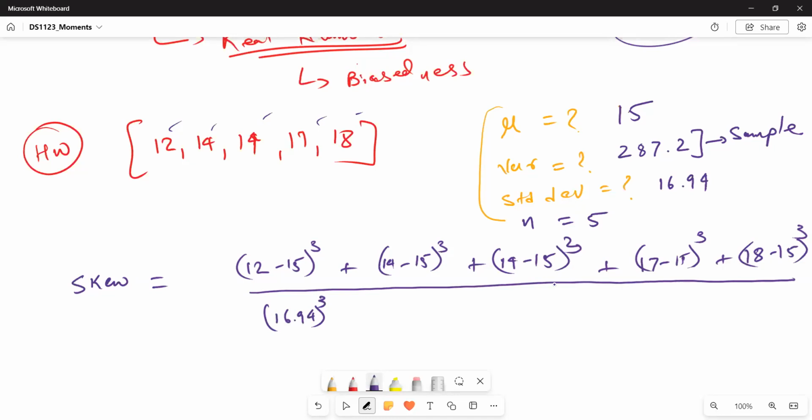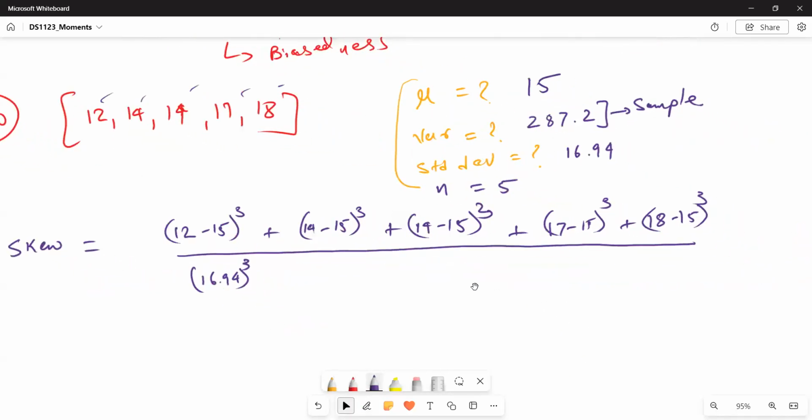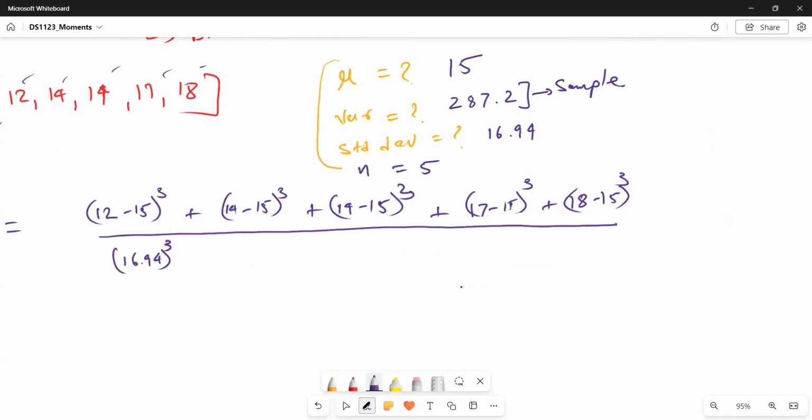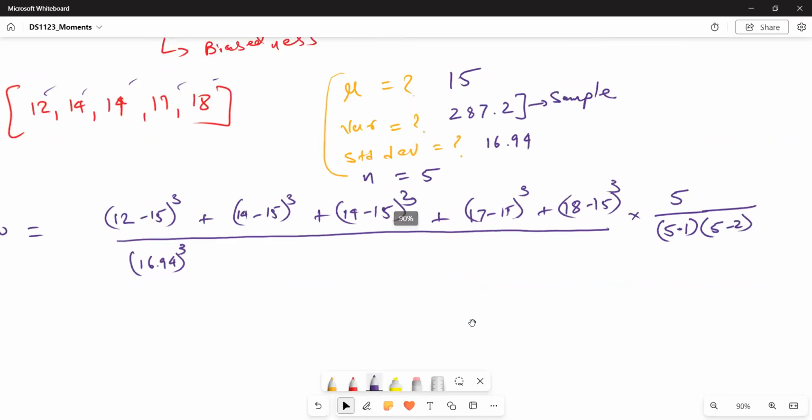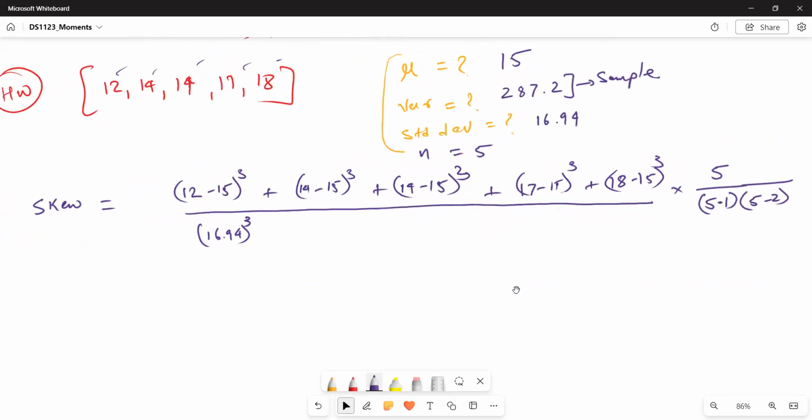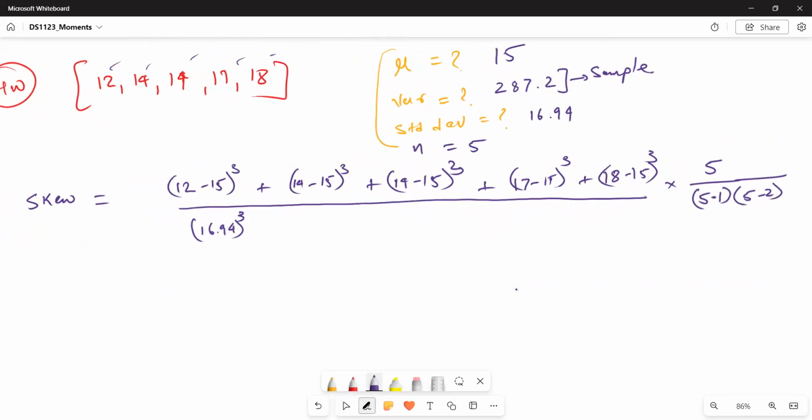Next is the sampling adjustment part, which is n by (n minus 1) into (n minus 2). So n is 5 here. So this is 5 by 5 minus 1, which is 4, and this is divided by 5 minus 2. Of course these two are in multiplication, it's needless to say. So you can do all the calculations here and you'll get the respective output. So this is how skewness can be calculated on the data.